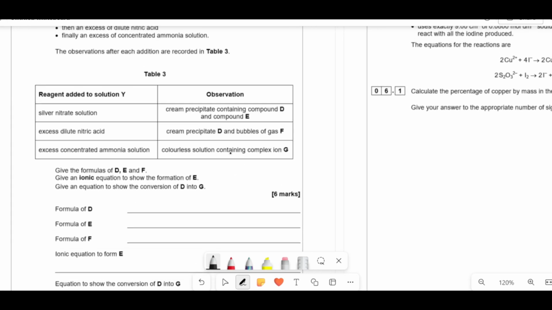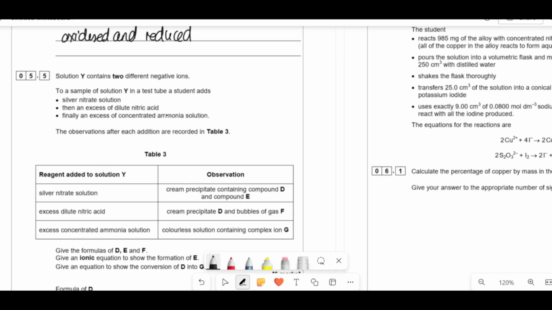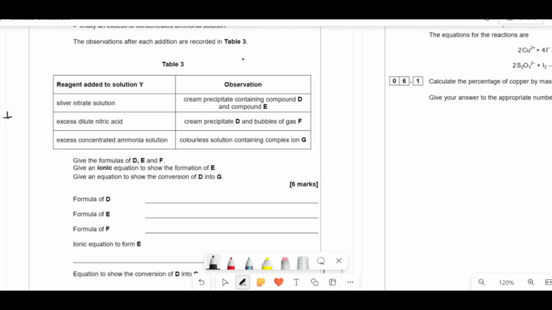So if we add silver nitrate, what we end up making is a cream precipitate containing D and E. It's a mysterious sample, and they've added silver nitrate and it makes a cream precipitate. So by default, that first one has to be AgBr. Now here, it's told you that we add excess dilute nitric acid, and you get a cream precipitate, and then you get bubbles of gas F, right?